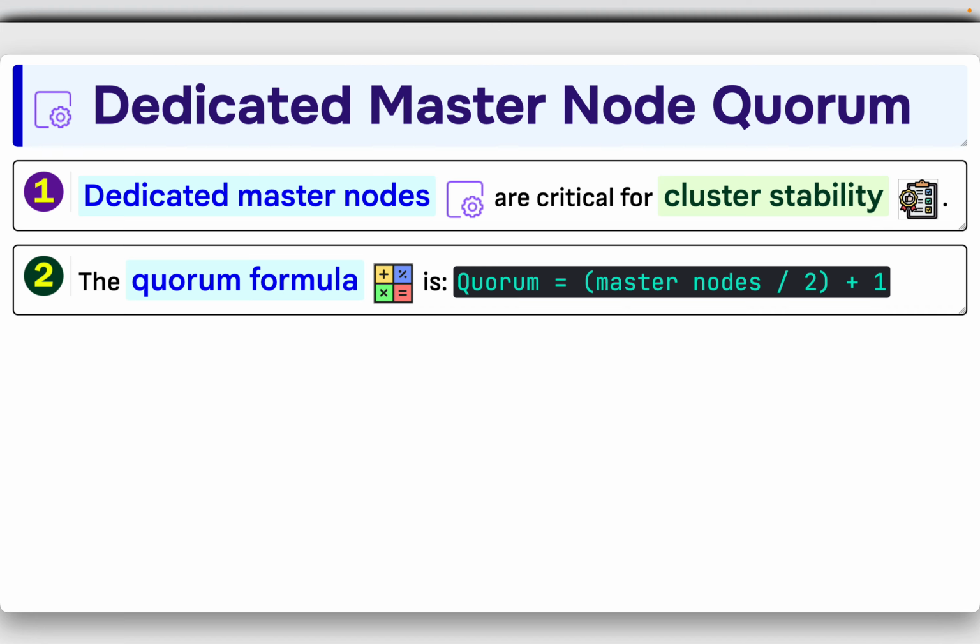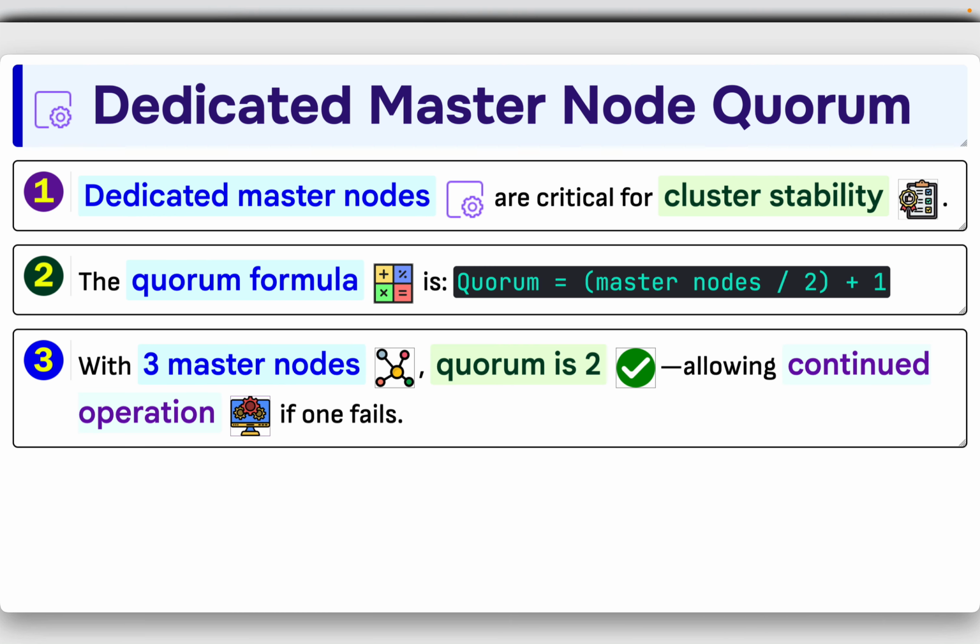The quorum formula is quorum equals master nodes divided by 2, plus 1. So if it is 3, it will be 1.5, but it will count 1. So 1 plus 1, 2. So if you have 3 dedicated master nodes, the quorum will be 2. So this formula determines the minimum number of nodes needed to make cluster decisions. So as I talked about, with 3 master nodes, the quorum is 2. This allows continued operation if one node fails because you still have 2 nodes to maintain quorum.